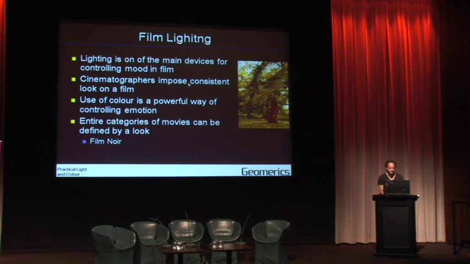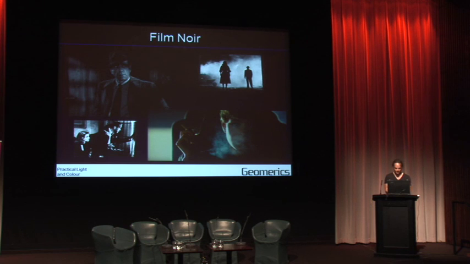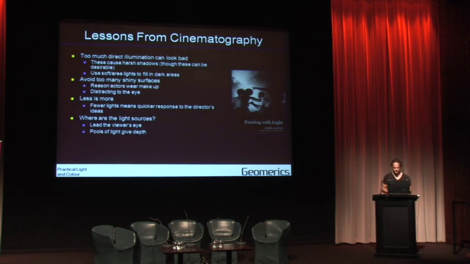So, film lighting. Lighting is one of the main devices for controlling the mood in a film, and it's a really powerful way of controlling the emotion of what's going on. We've got an example, which is film noir. Film noir also uses lighting to define emotion. We've been reading quite a lot in a book called Painting with Light by John Elton, which I thought was fascinating. We had quite a few takeaways from that.